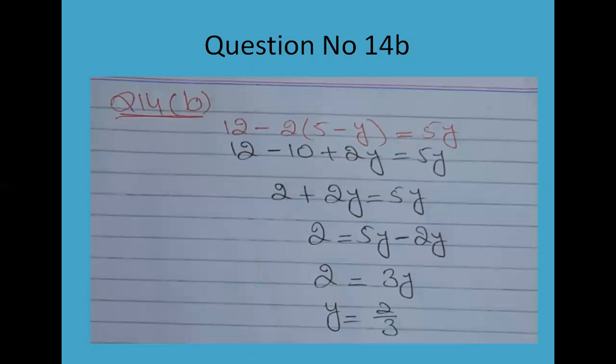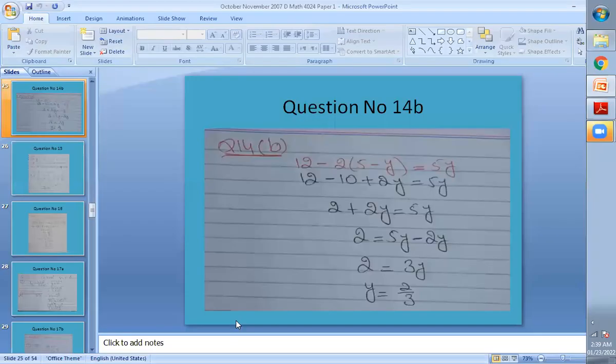Question number 14, B part, we have to solve this equation. So 12 minus 2 bracket 5 minus y bracket close equals 5y. You see this minus 2 is multiplying with this bracket. So I will multiply it. So you will have 12 minus 10 plus 2y equals 5y. Take this 2y to the other side. So you will have 5y minus 2y here. 12 minus 10 will be 2. So you will have 2 equals 3y. So y will be equal to 2 by 3. So this is how you do question 14.